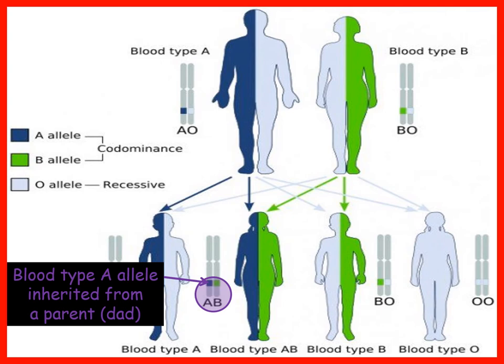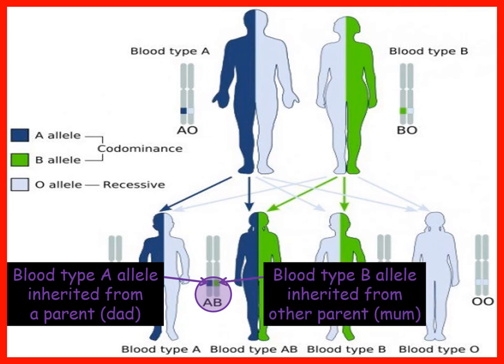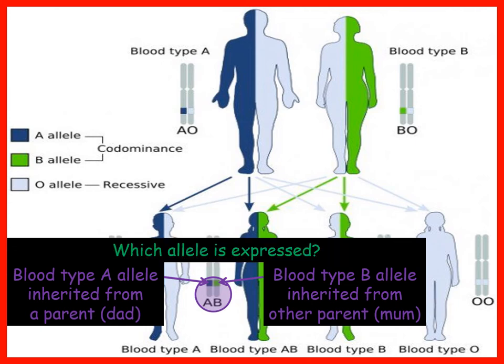In this case, blood type A allele is inherited from one of the parents, in this case, the dad, and blood type B allele is inherited from the mother. So you should be expressing the dominant allele. Is it A or B? In this case, both alleles are expressed because it's blood type AB. So we call that codominance. That's when both alleles are being expressed. They're both dominant.